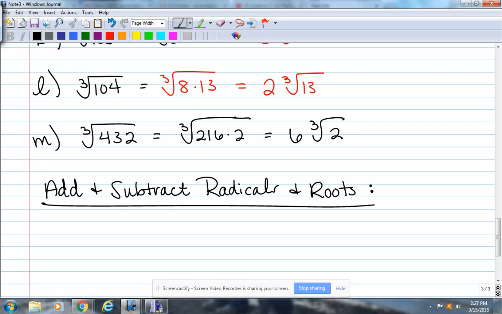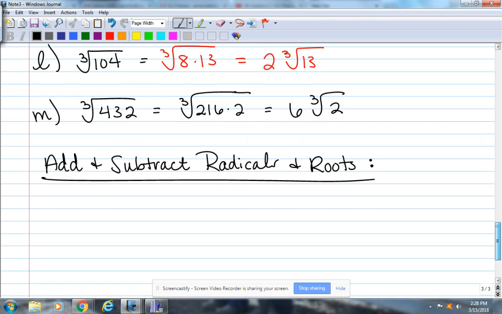Now you treat adding and subtracting like you do like terms. If the same thing under the radical is the same, then it's a like term. They call it like radicands.